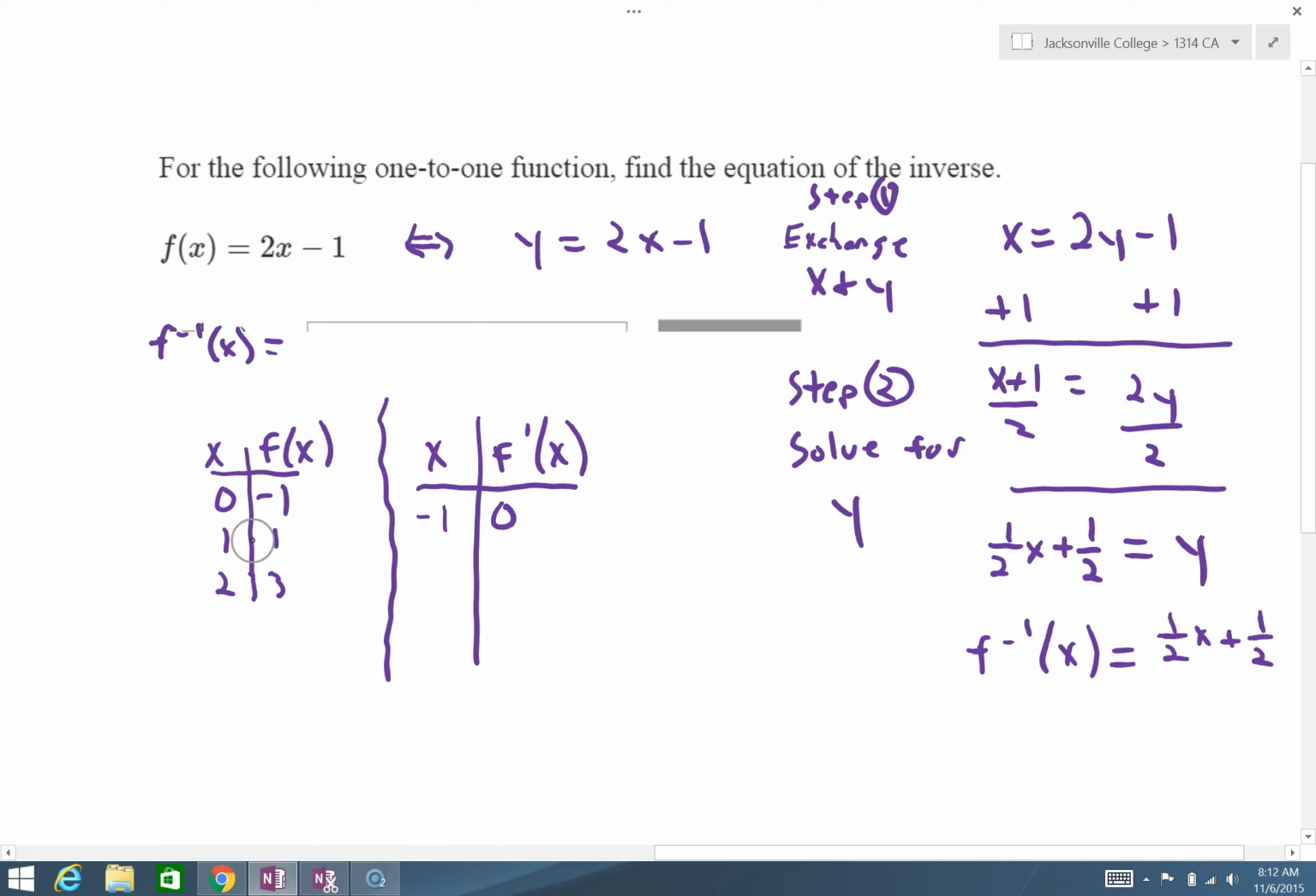Now here 1 pairs with 1. It's going to do the same here. Substituting 1. 1/2 times 1 is 1/2. 1/2 plus 1/2 is indeed 1. 1 pairs with 1. Now I'm going to substitute 3.